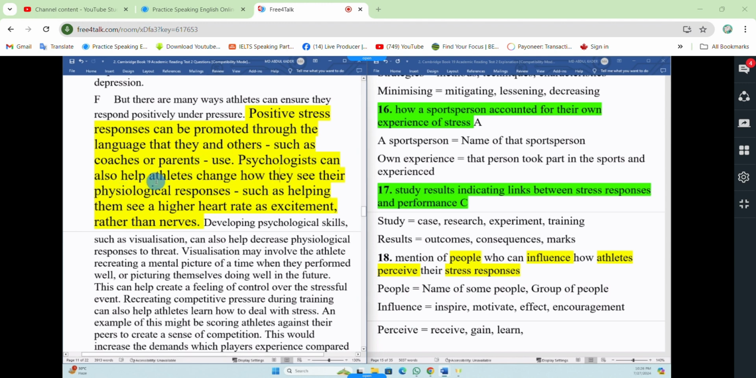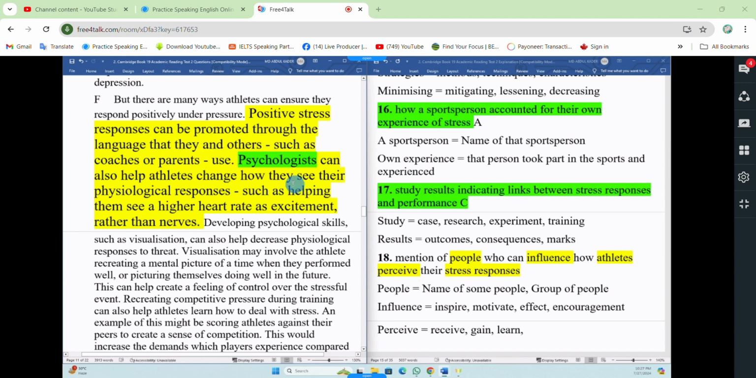So psychologists can also help athletes. Who can help athletes? Psychologists. Psychologists can influence athletes, how they see their physiological responses. So here we can see mention of people who can influence how athletes perceive their stress responses. So here we can see mention of people, it means psychologist.